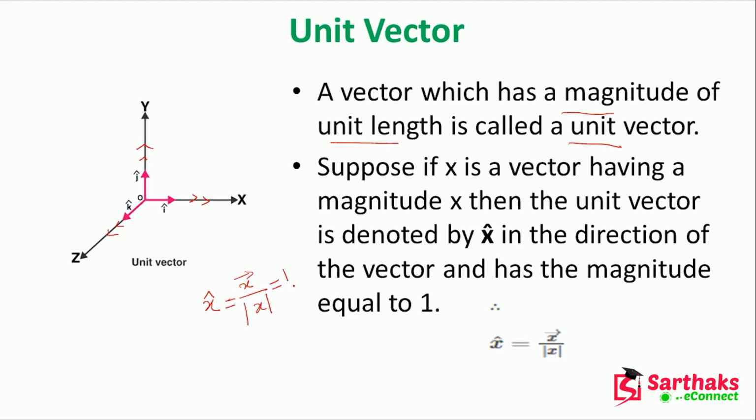So what is a unit vector? The vector which has the magnitude of unit length. That is the unit vector. Okay. And the value of the x vector divided by the magnitude of x equals 1.